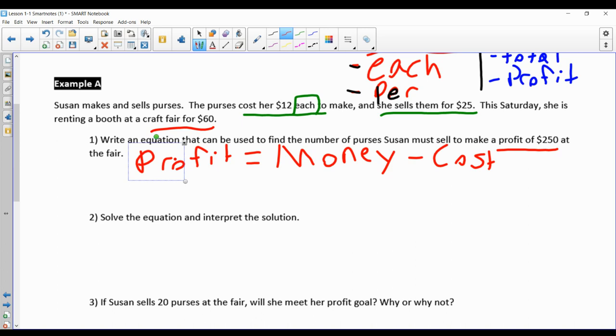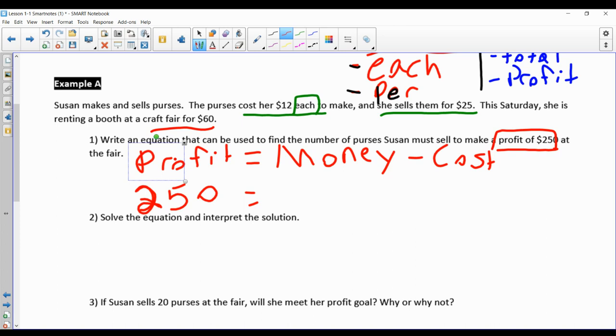Let's start thinking about how we can actually put some values into this. Well, first off, they tell us the profit, okay? The profit is given to us right here. We know exactly how much money we want to make, so we can fill in $250 when this is all said and done. Next, the money. How much money are we making? Well, that's when we have to go back up top and really think about it. We have $60 just for the craft fair. That's a cost. And the purses are going to cost her $12 each to make.